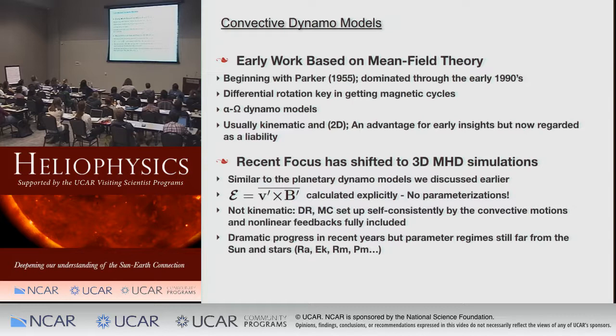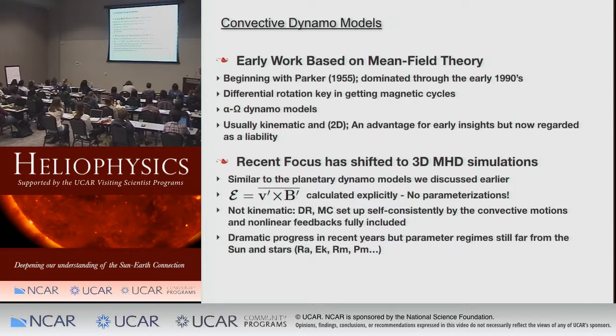But a summary of convective dynamo models: the early work was based on mean field theory, beginning with Parker in the 50s. And that really dominated through the 90s. So this was kinematic mean field models, alpha omega dynamo models that we'll play with. The poloidal field is generated by the alpha effect, the toroidal field is generated by the omega effect, and differential rotation here is key in getting magnetic cycles.